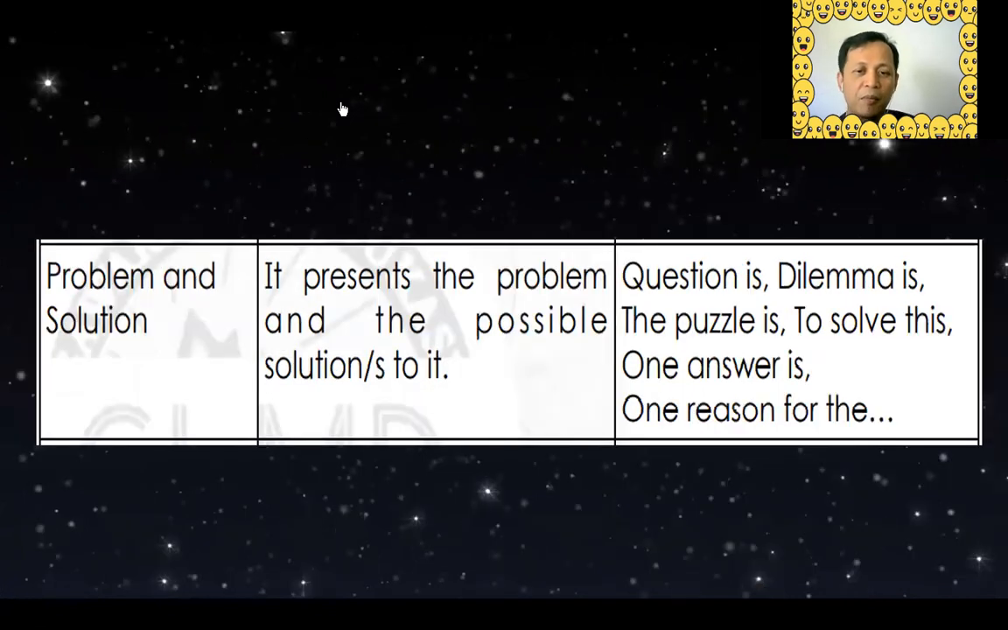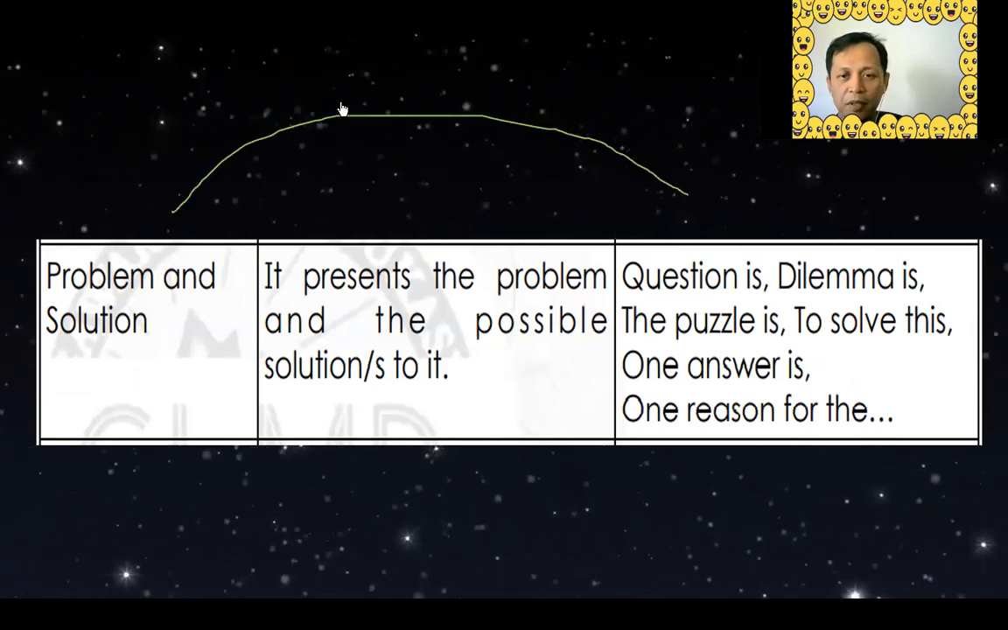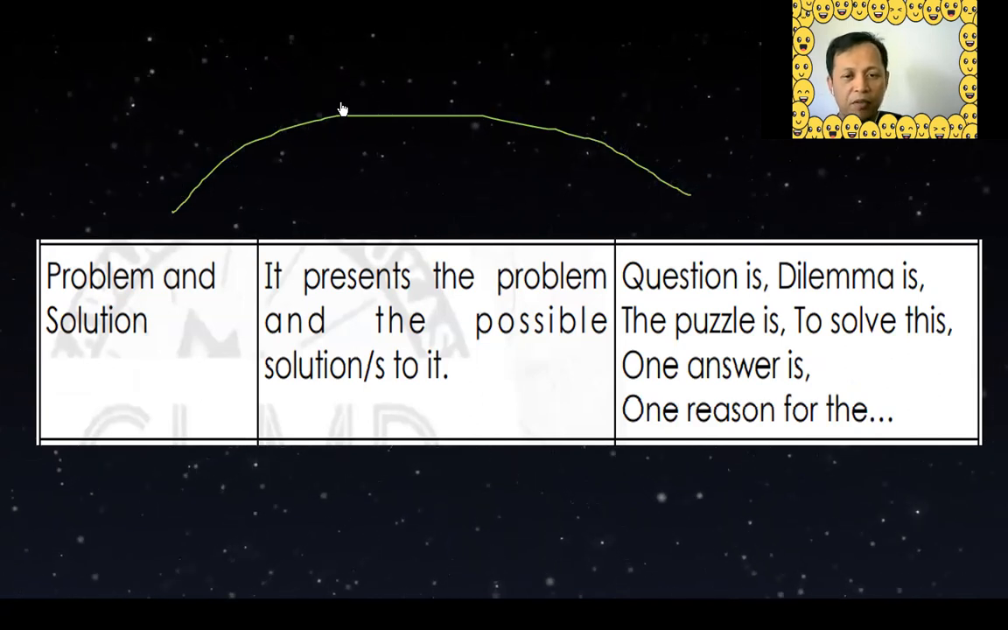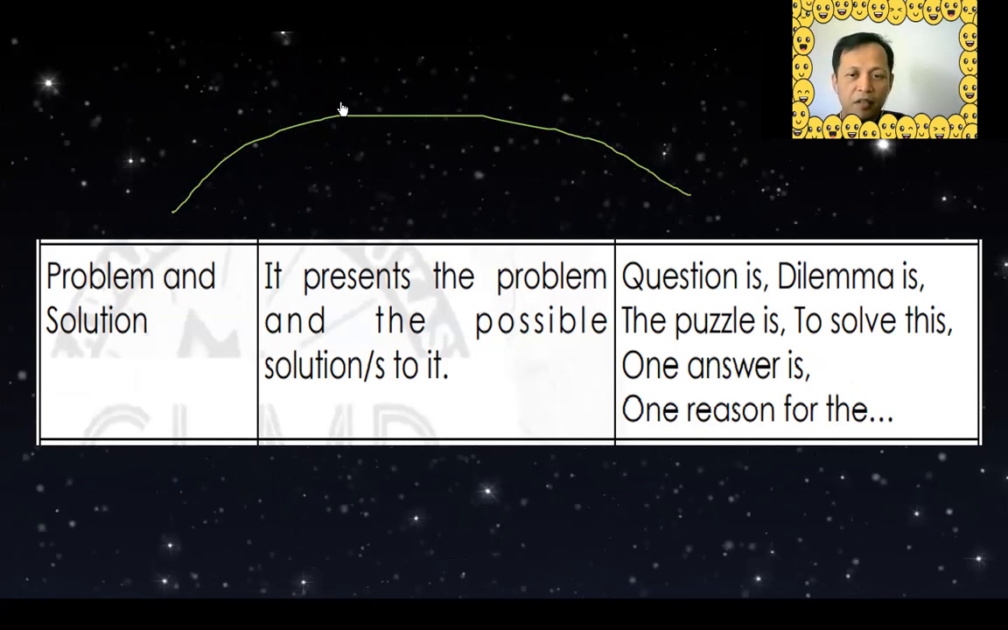Then we have the problem and solution. The keywords for that are found here. It presents the problem and the possible solution. Now, we have already discussed that in our last lesson. The question is, the dilemma is, the puzzle is to solve this, the answer is, and one reason for that are the keywords in using the problem and solution form of informational text.